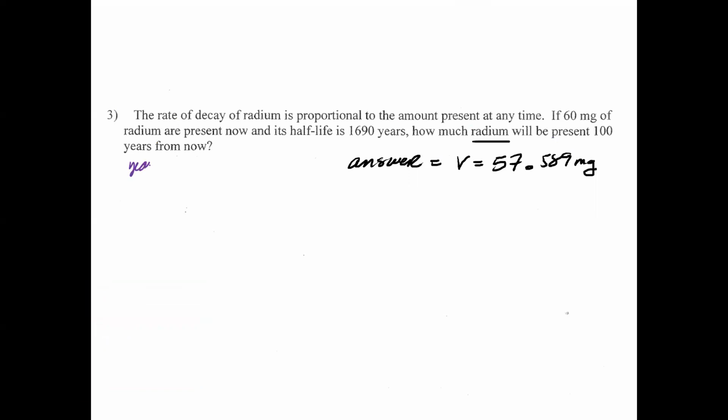All right, so you have your years, T, as your X value, and then the amount of radium as your Y value. It's given to you that 60 milligrams of radium are present now, so year 0, 60 is your first point. And its half-life is 1690. So in 1690, half of that is going to be 30. How much radium will be present in 100 years from now?